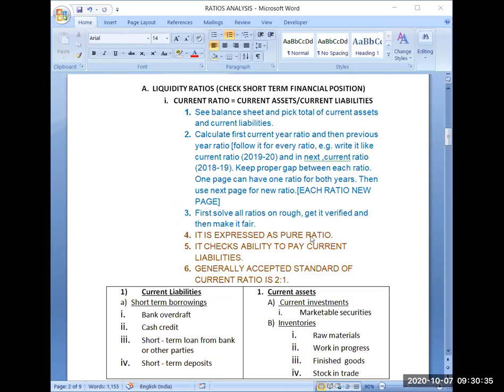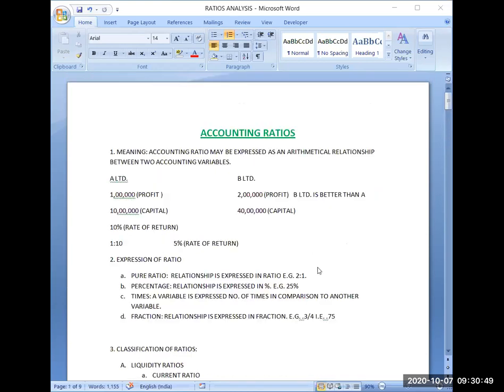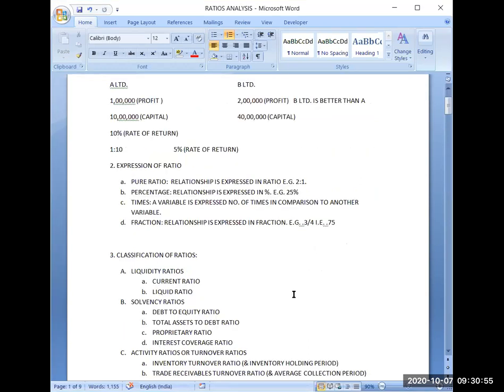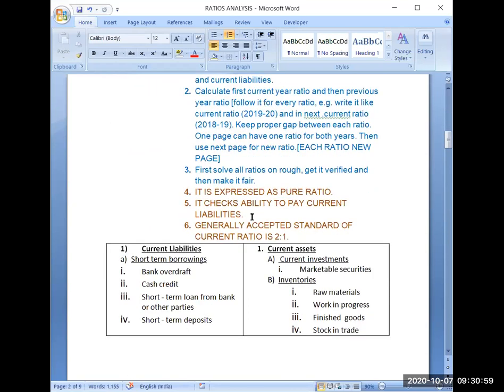Now, these are the points for calculation of the current ratio. First thing, it is expressed as a pure ratio. So whenever we are calculating the current ratio, we will express it as a pure ratio. I have explained how to write the pure ratio, like how you were writing the share of the partners in the partnership. Then, it checks the ability to pay current liabilities.